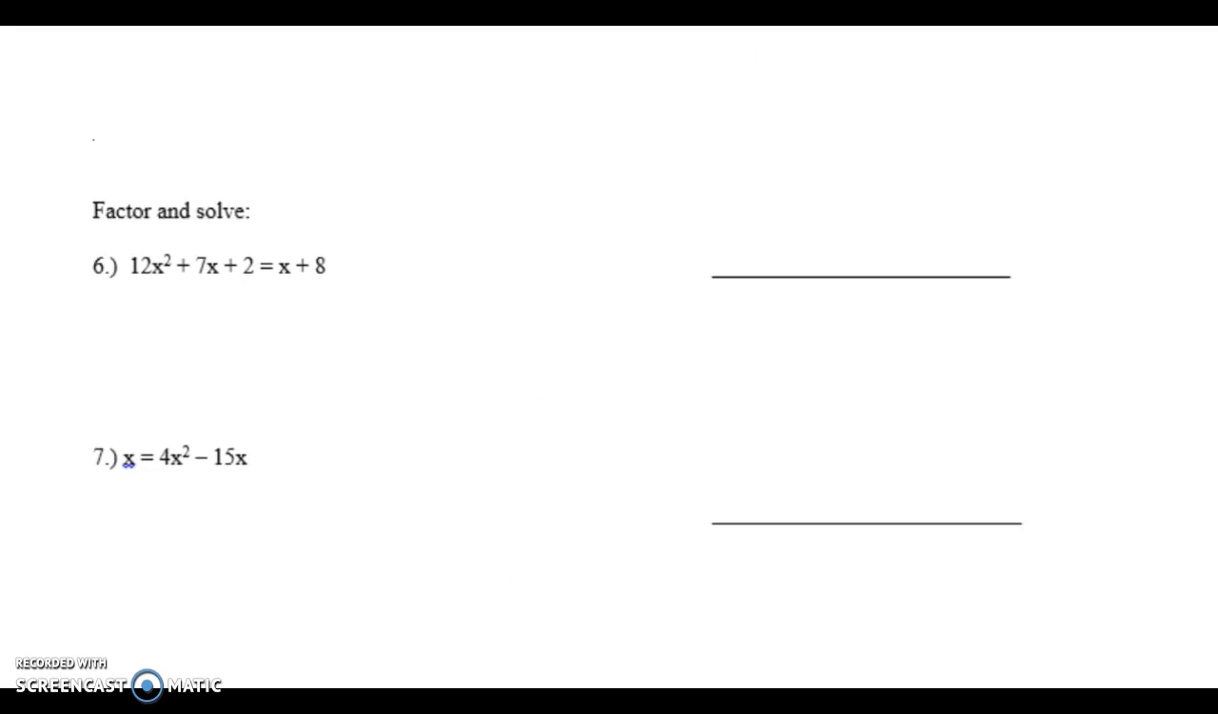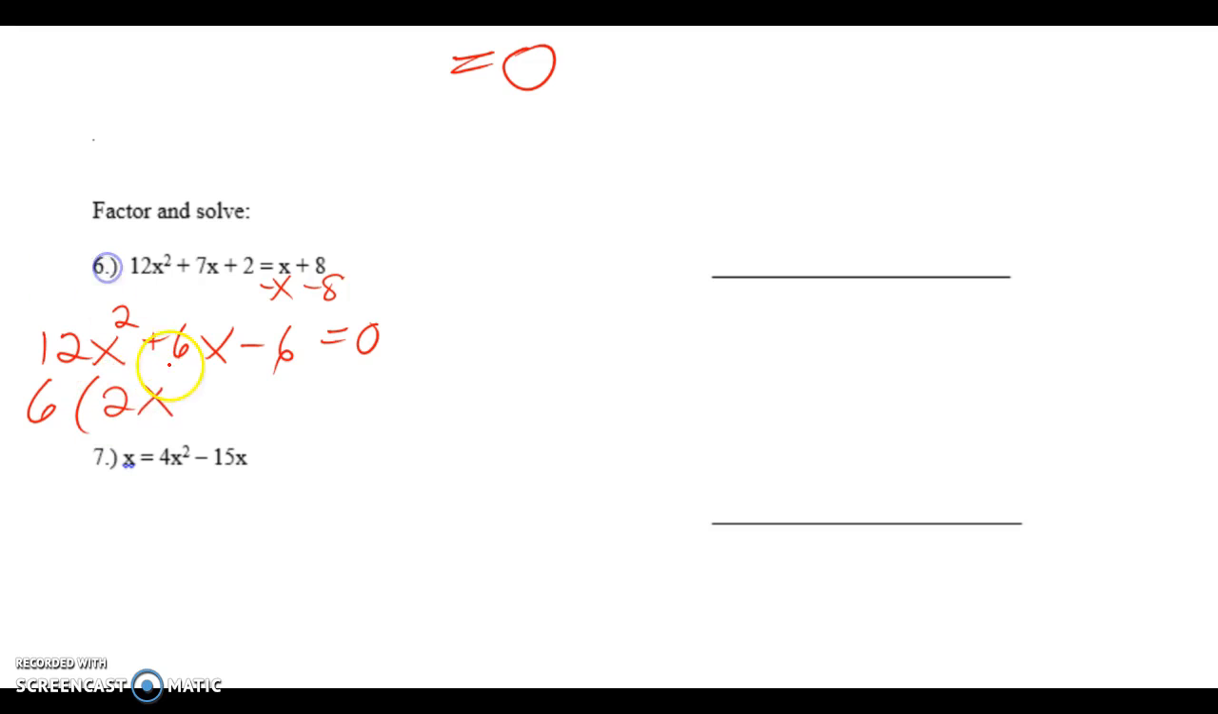Moving on. All right, this one wants us to factor and solve. So let's see what we need to do. Anytime we're factoring and solving, we have to set it equal to 0. So let's subtract the x and the 8 over. So we have 12x squared plus 6x minus 6. All right, what can we factor out of this? We can at least factor out a 6, 2x squared plus x minus 1.